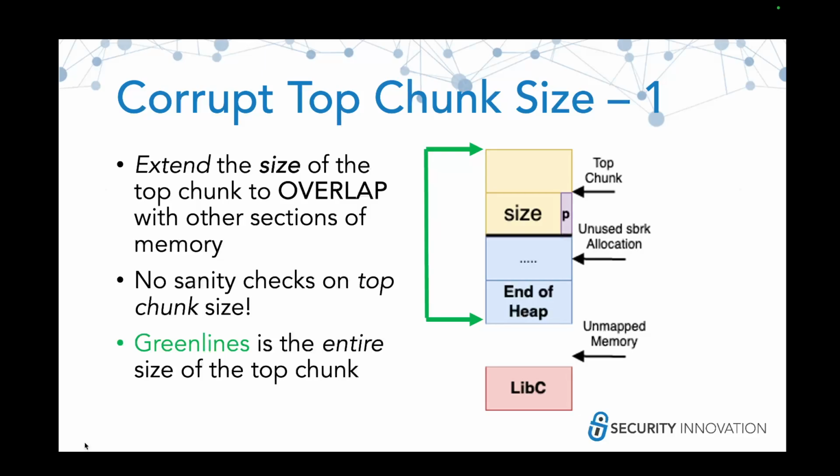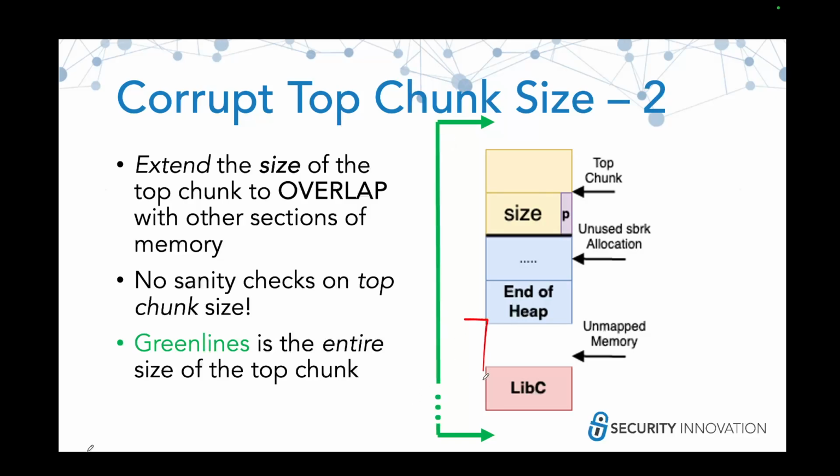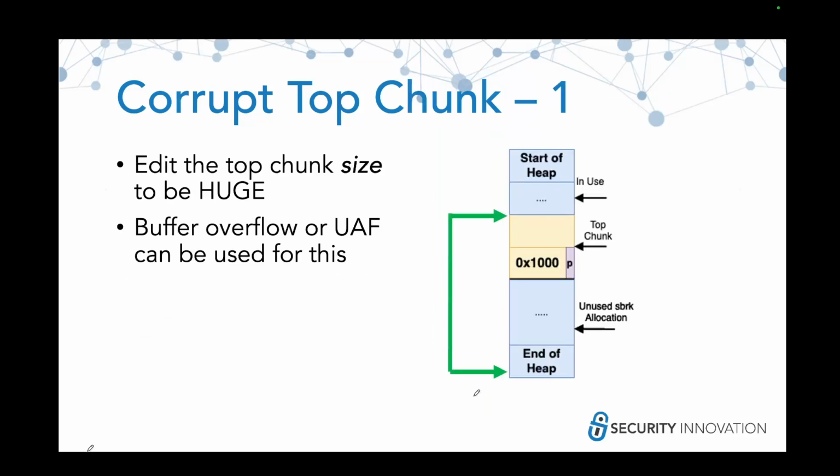First, we need to extend the size of the top chunk to overlap with other sections of memory. Right now, if we say these green lines are the entire size of the top chunk, then that's all we really see. And if we try to allocate beyond that, then it does the SBRK allocation to extend the heap further. But if we extend that, notice how this goes beyond that section. Now, when we do that allocation, it goes too far.